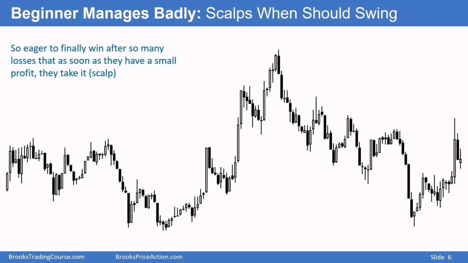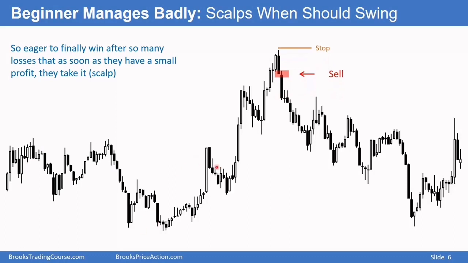However, the beginner is so desperate for a win that he takes a quick profit and scalps, and that's a losing strategy. If you have a low probability trade, a low risk trade, low probability trade, you need occasional very big wins to offset all of those losses. And beginners just can't do it. They're so happy to finally not have a losing trade that they take a quick profit. And that is a losing strategy. You cannot have small profits if you're taking low probability trades.